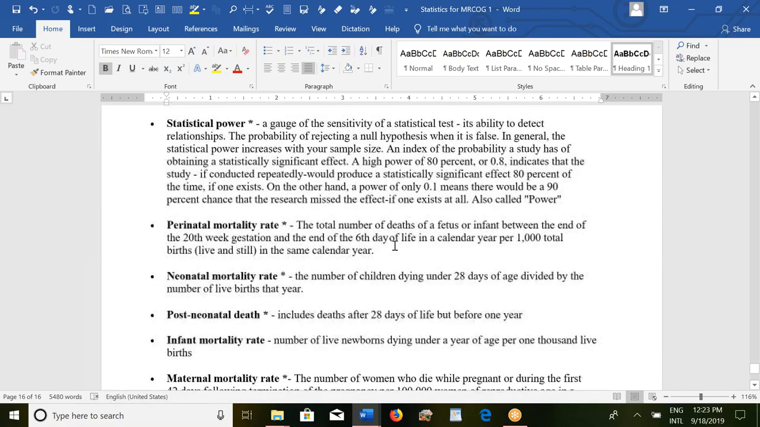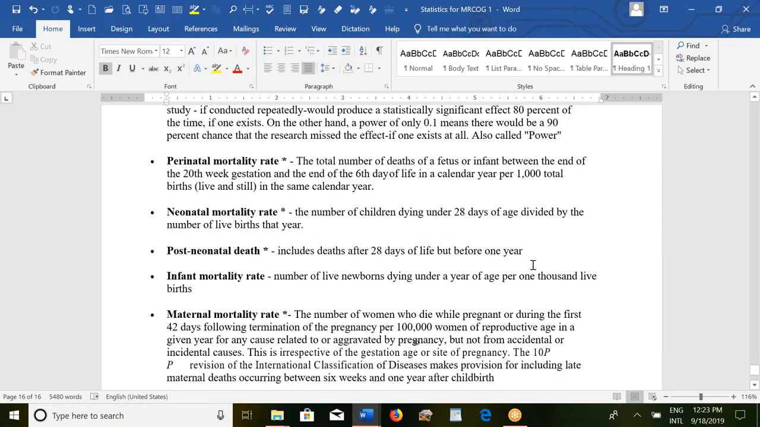Then some definitions for you. What is perinatal mortality rate? This is the total number of deaths of a fetus or infant between the end of the 20th week gestation and the end of the 6th day of life in a calendar year per 1000 total births. Just remember, these denominators are very important. Total births, which includes live and stillbirth in the same calendar year.